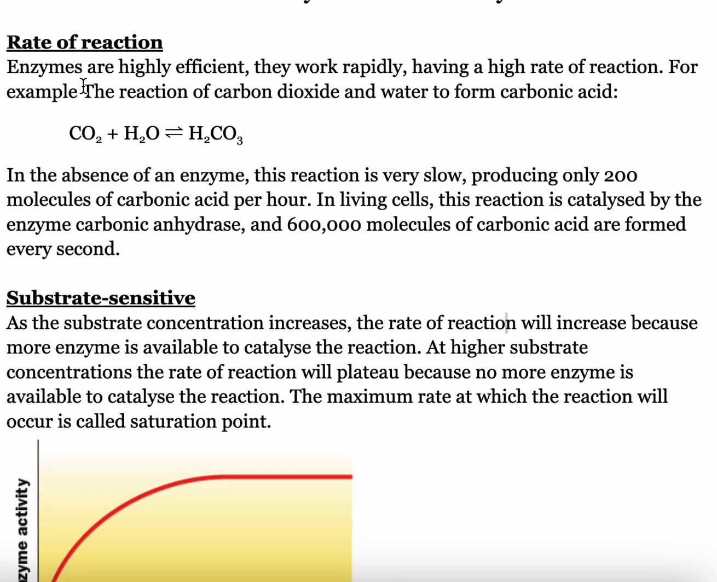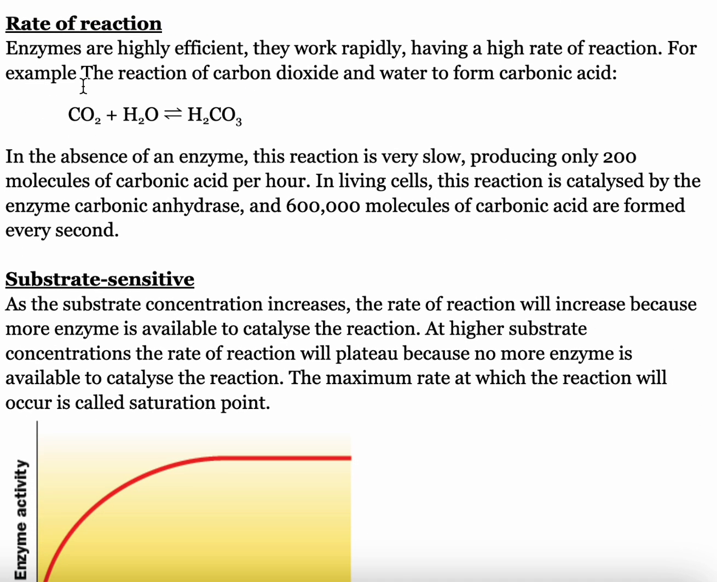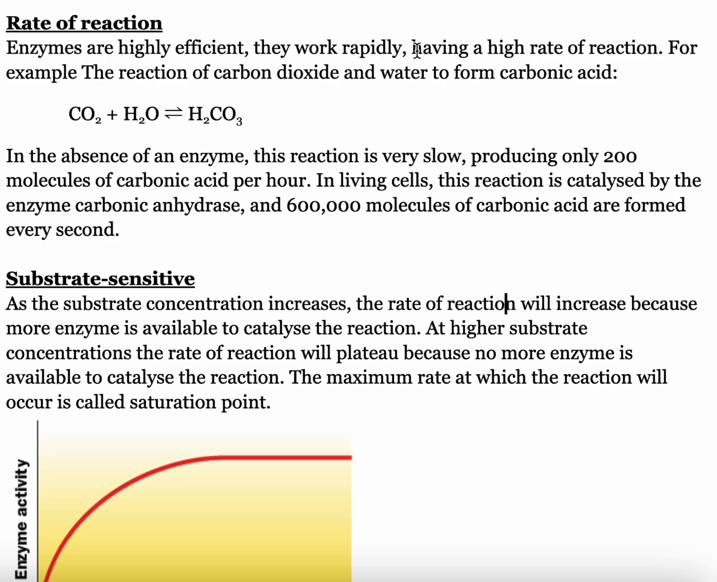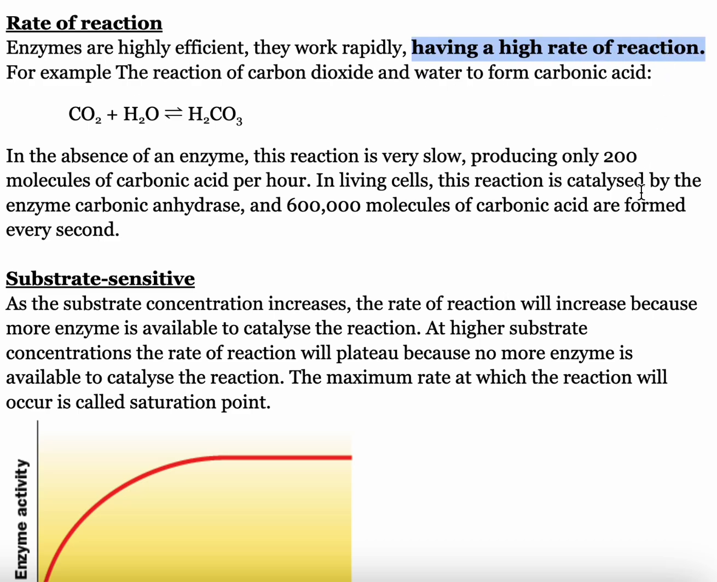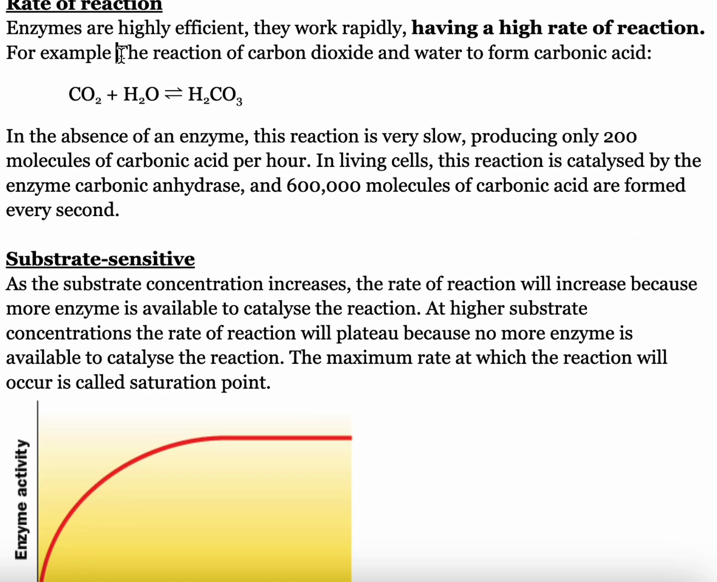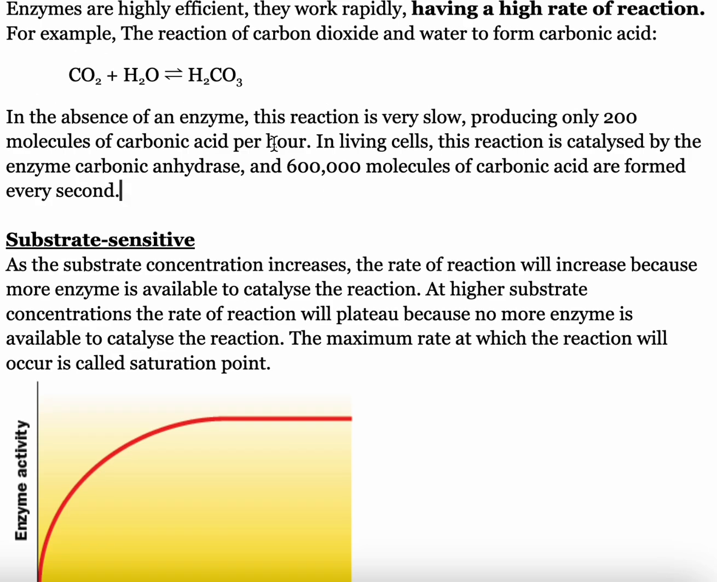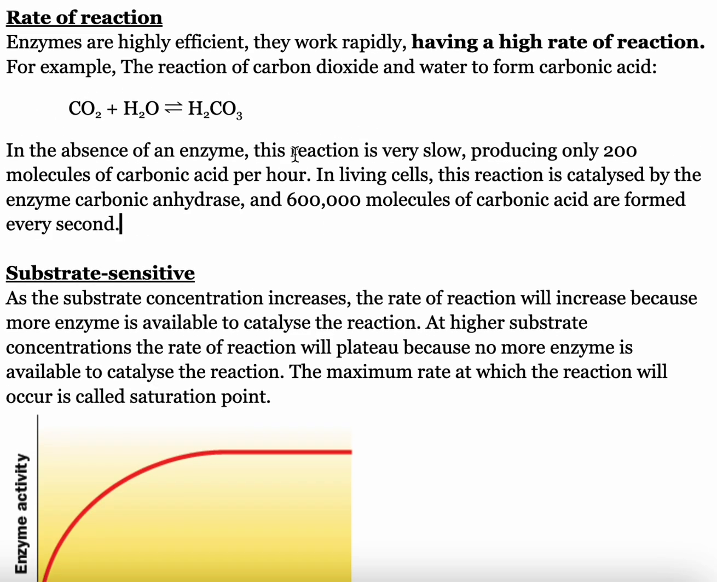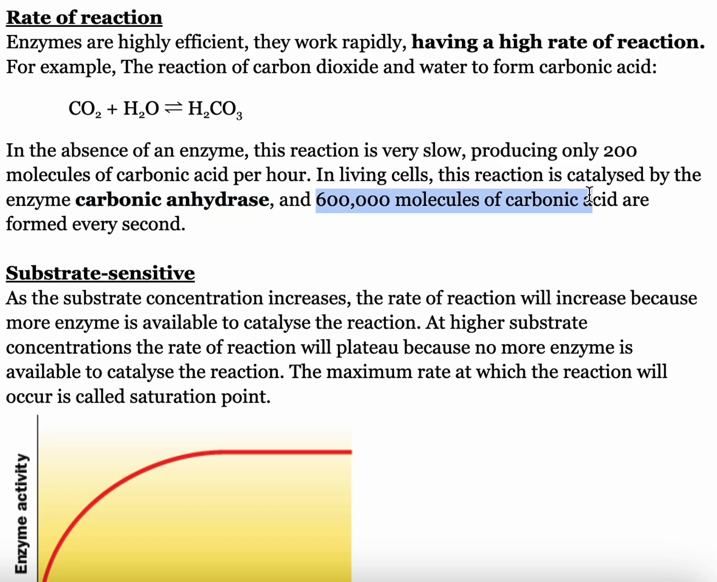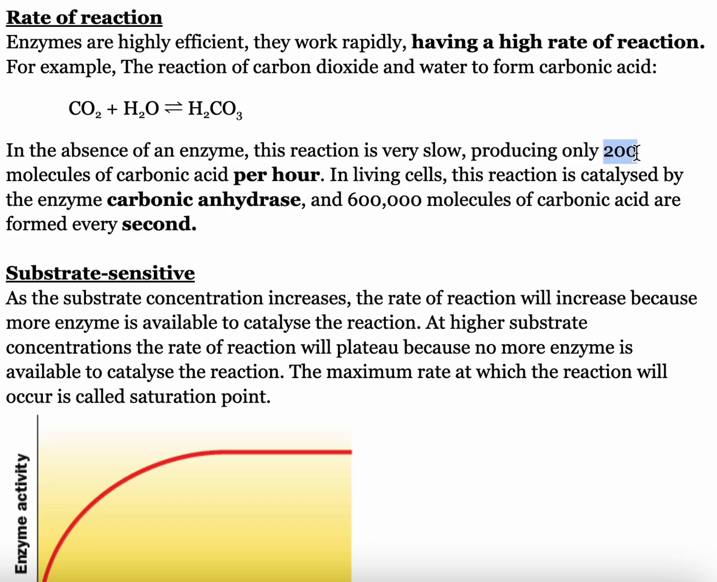Rate of reaction. Enzymes are very efficient. They work rapidly, having a high rate of reaction. For example, in the absence of an enzyme, this reaction is very slow, only 200. In living cells, this reaction is catalyzed by the enzyme, and that is a huge number formed every second, and that is per hour. Can you believe it? That's actually crazy.